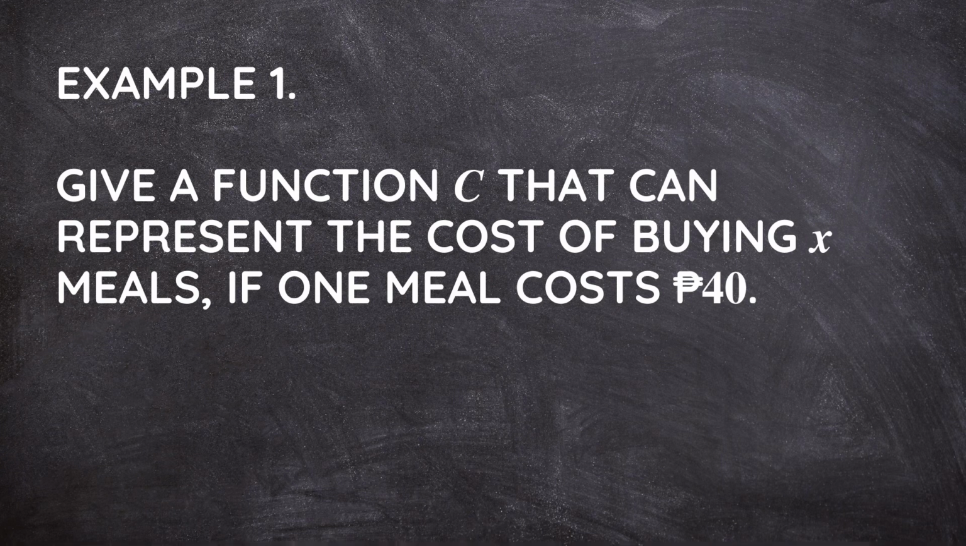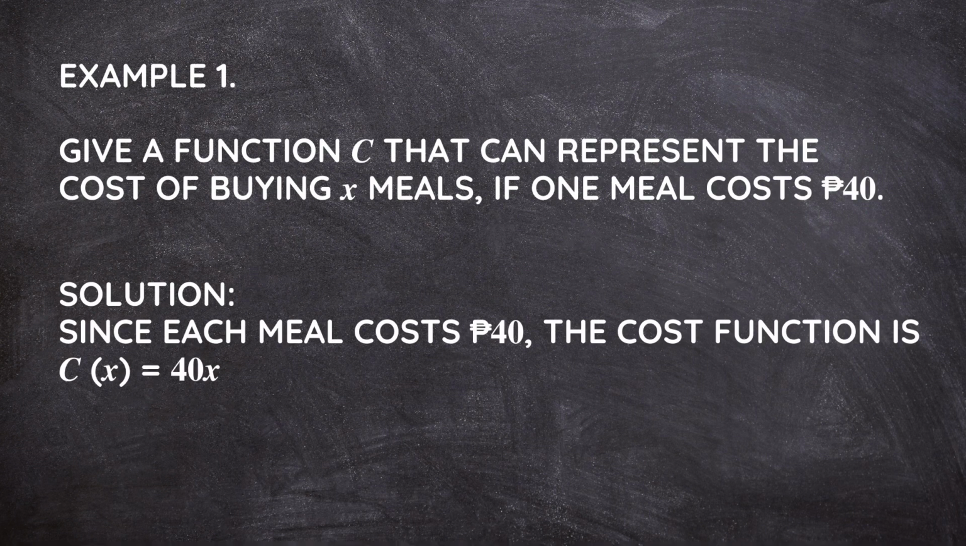Example number 1. Give a function c that can represent the cost of buying x meals if one meal costs 40 pesos. To solve what is asked, we must first analyze the problem. We know that we are asked to give the function, so first, let us determine what are given. The problem stated that c can represent the cost of buying x meals if one meal costs 40 pesos, so our given are c, x, and 40 pesos.